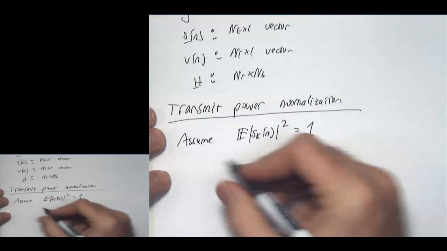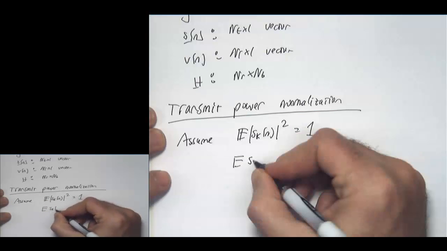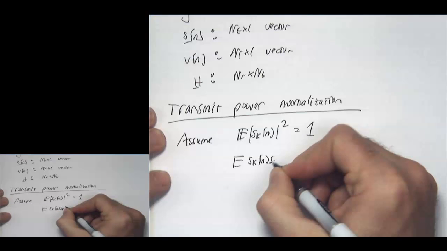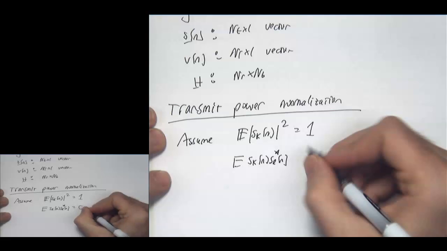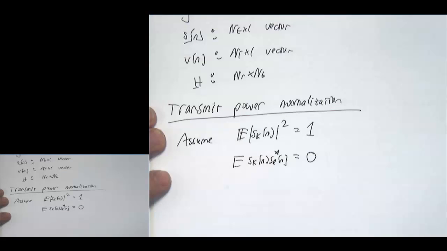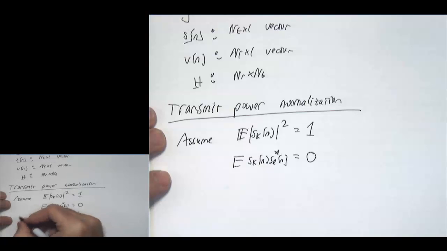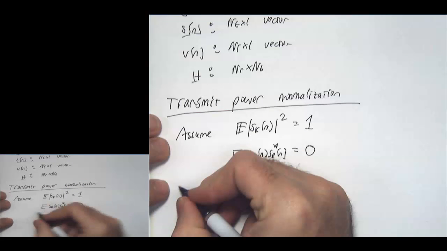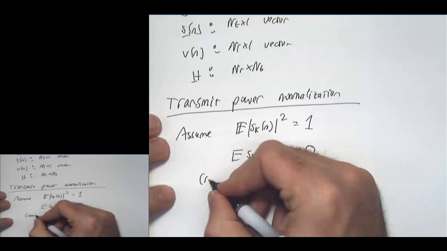And the second thing that we're going to assume is that the transmit symbols are also uncorrelated, so that their average value is 0. And then, based on these two assumptions, you also have to remember that the constellation is zero mean.